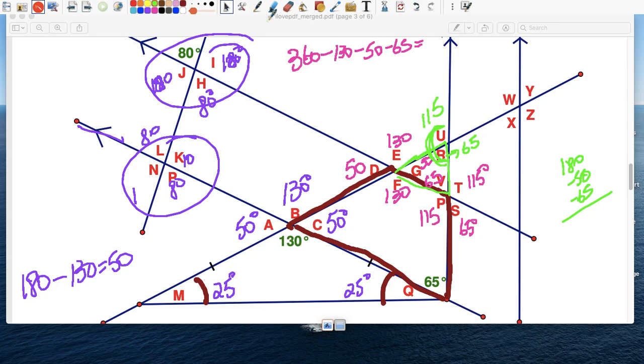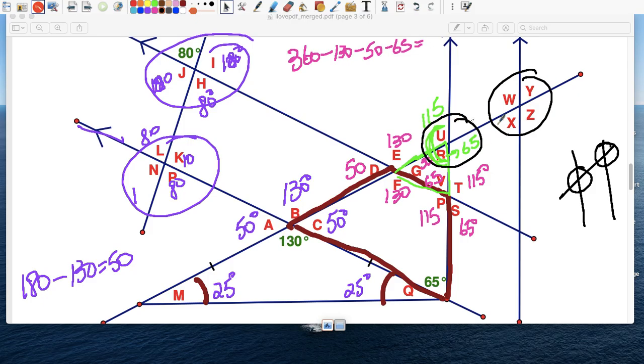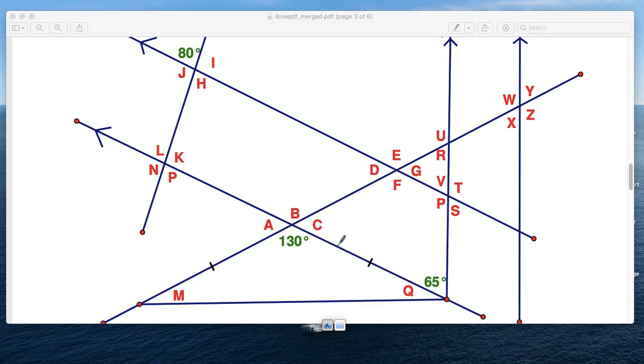It gets a little messy here, but we have these four here. So if you look at it, we have another set of parallel lines cut by this, so these four and these four are the same. So right now we know that U is 115, which makes W 115. We know R is 65, which makes X 65, and the rest are vertical angles, which makes this 65, vertical angles, which makes this 115. Okay. We have one more, I think.